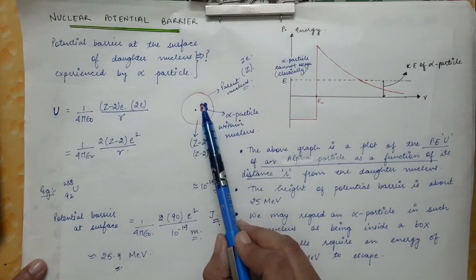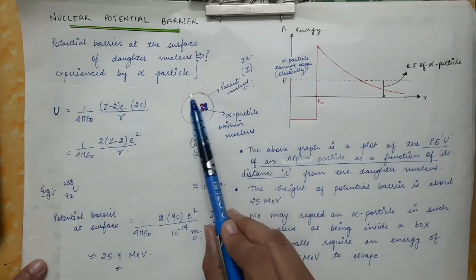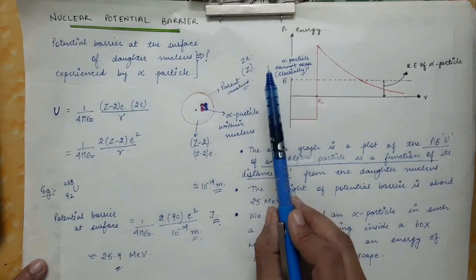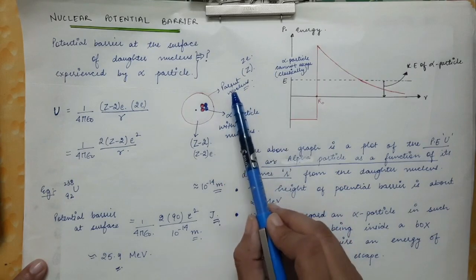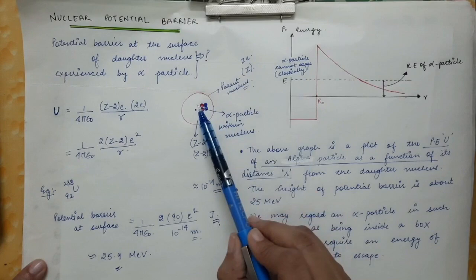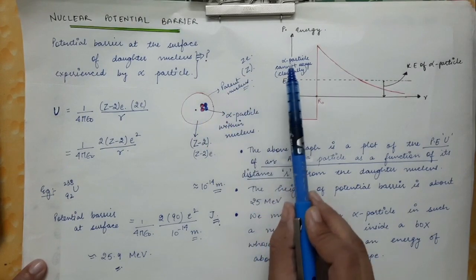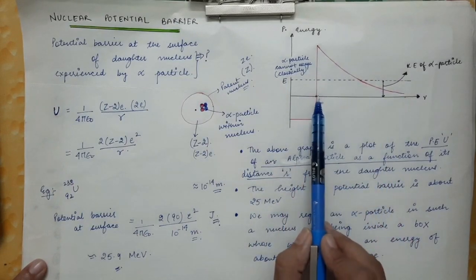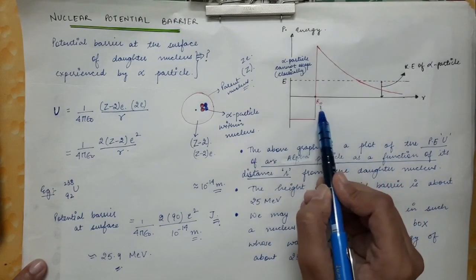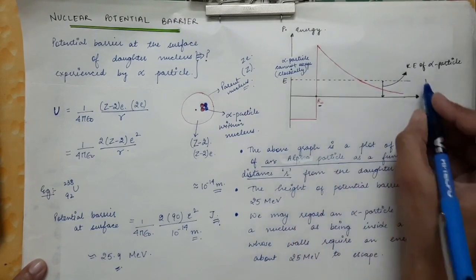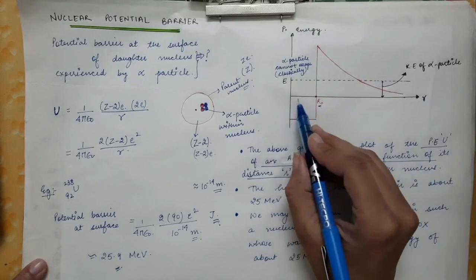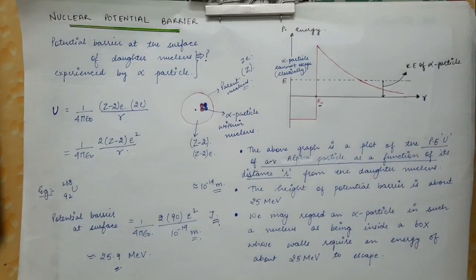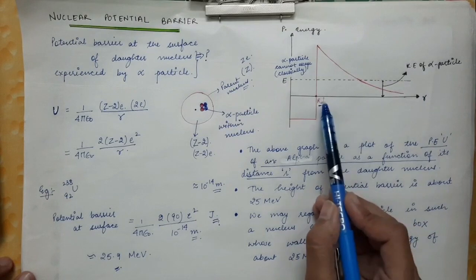When the alpha particle is emitted out of the nucleus, you get the daughter nucleus. The daughter nucleus remains and the alpha particle gets released from the nucleus. As the alpha particle goes away from the daughter nucleus, the distance between the two charged bodies increases, and hence the potential energy decreases when the distance is greater than the radius of the nucleus. This horizontal axis represents the distance r of the alpha particle from the daughter nucleus, and r keeps on increasing from r0.